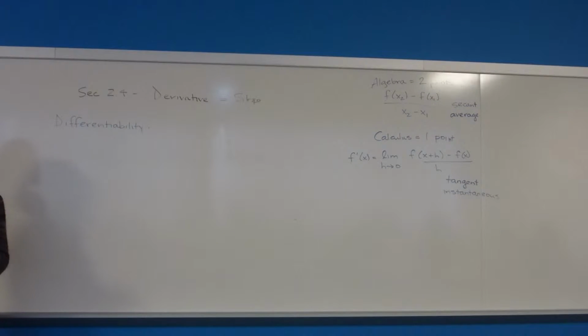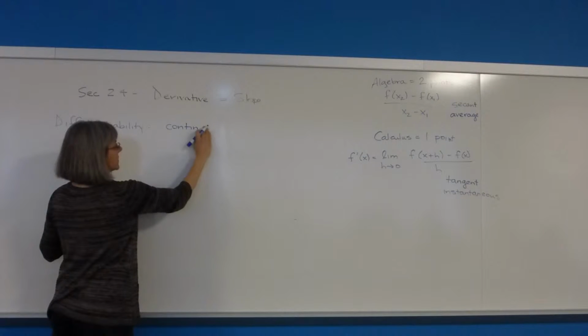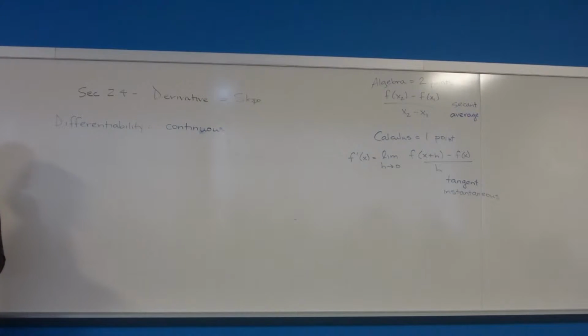First, the function has to be continuous. Well, now we know what that means. So it has to be continuous. So that means a function does not have a derivative at a gap, a hole, a jump.